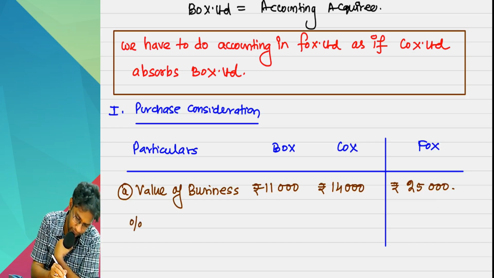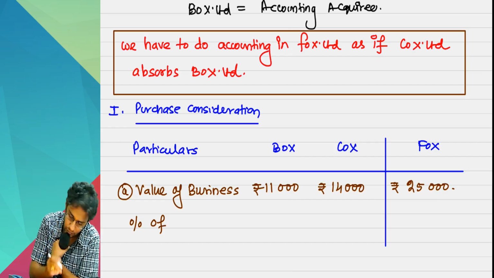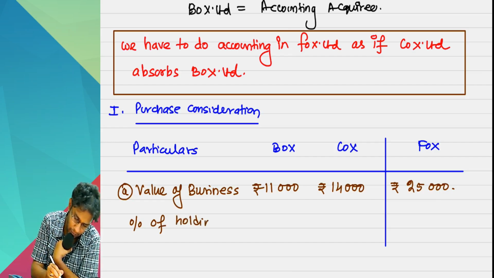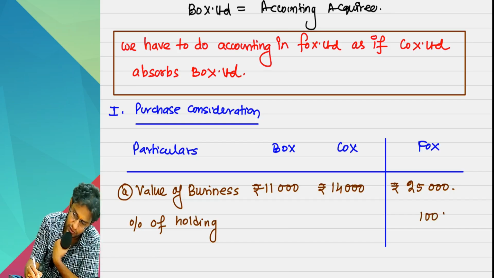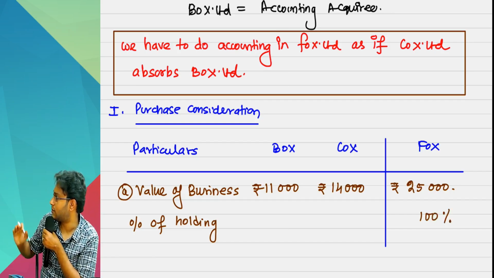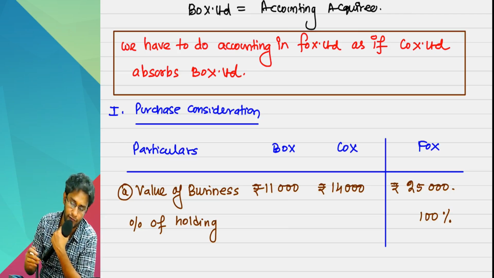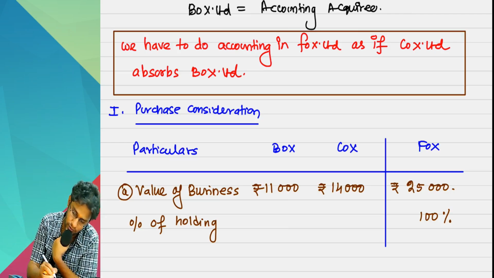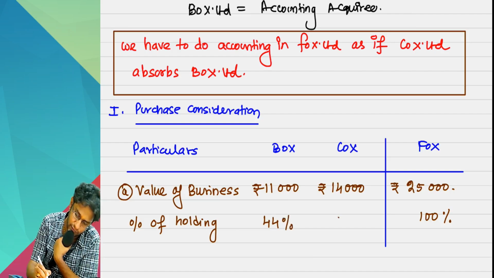Percentage of holding. Sir, now if this is the value of 100% shareholding, Box should have how much shareholding? Cox should have how much shareholding? Work out. 44%, and this fellow should have 56%.